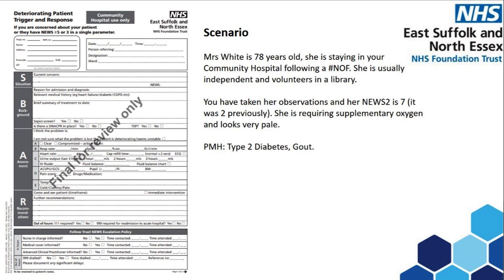Her past medical history is type 2 diabetes and gout, which she controls well with diet. You escalate to the advanced nurse practitioner who happens to be working on your ward that day, and a decision is made to call 999 and ask for an ambulance to get this lady back into the emergency department.